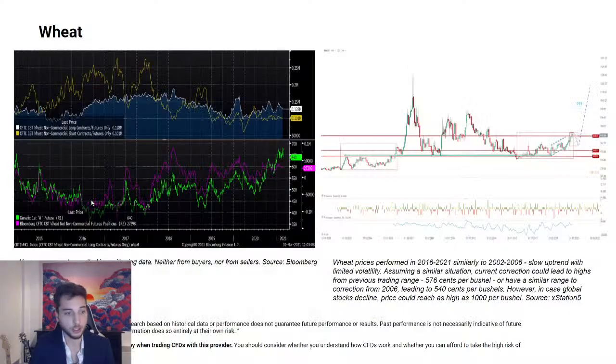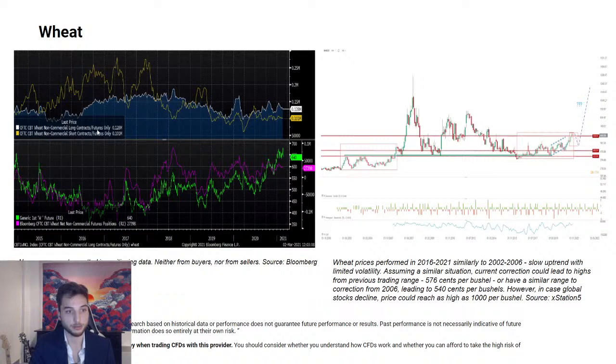Finally, we have this chart from Bloomberg. No pressure can be spotted in positioning data, neither from buyers nor sellers. As you can see here, Bloomberg futures positions are around this area here, so it's not high nor low.